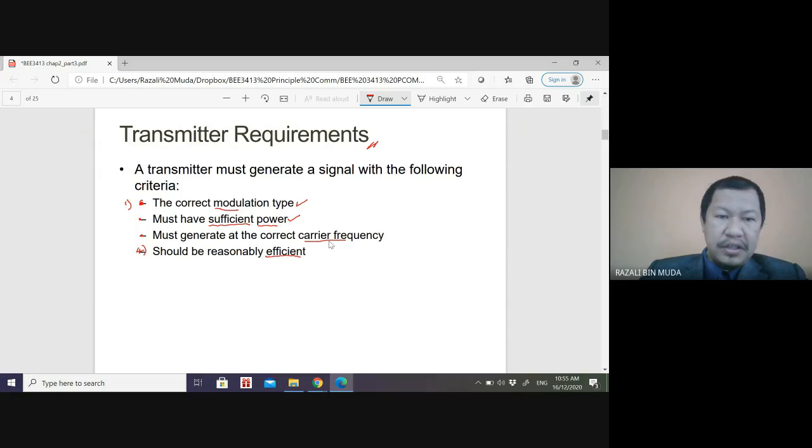First is modulation type. Second is sufficient power. Third is carrier frequency must be correct. And four, it should be sufficiently efficient. Okay.